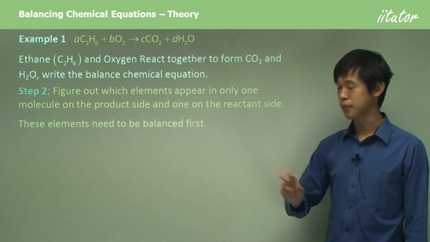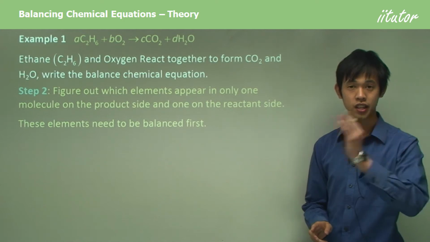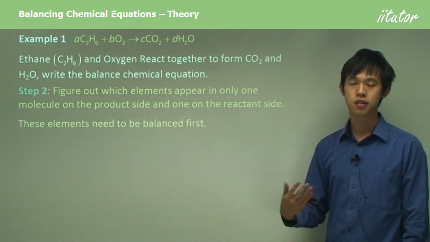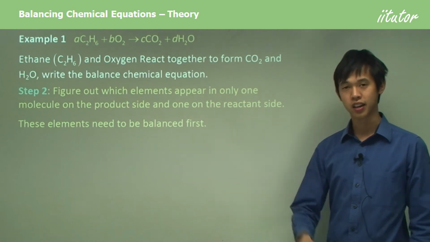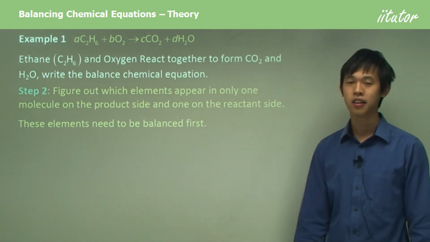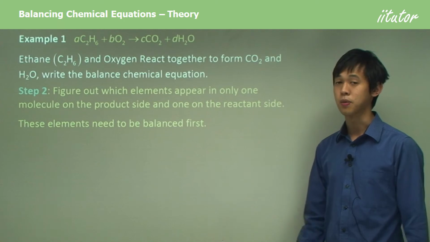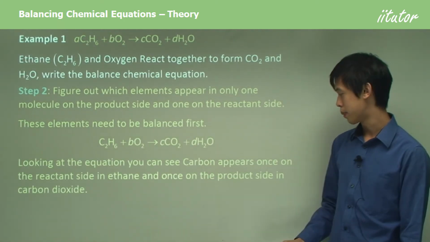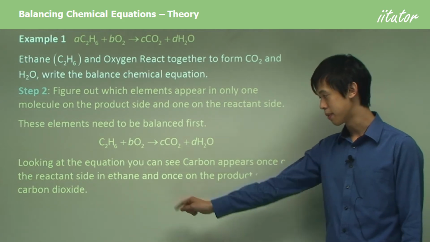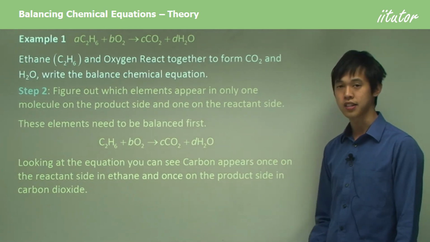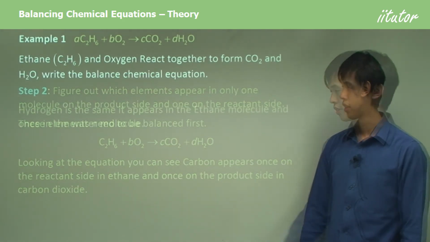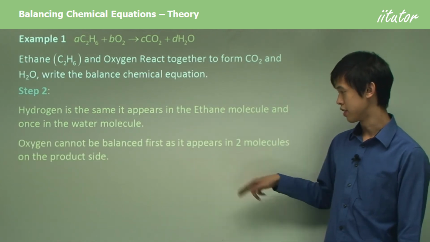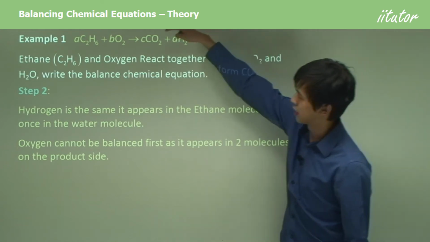So the elements that appear only on one side, once on each side, we balance first, okay? And in time, you'll start to figure out why, but I won't explain it now. I'll let you sort of work through it and get there. But you'll start to see why that happens later on. So looking at the equation, we see carbon appears only once on the reactant side in the ethane molecule and once on the right-hand side in the carbon dioxide molecule. The same applies for hydrogen, and oxygen can't be balanced first as it appears in 2 molecules on the product side, so here and here.